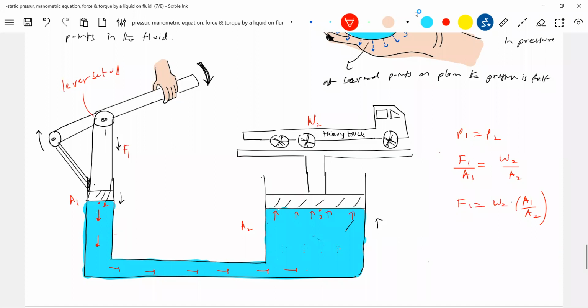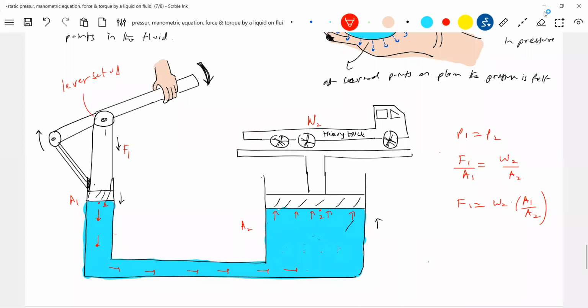There's a trick that I'm using here. So how much of F1? F1 should be very large? No, it is A1 by A2. I know the weight of the truck. Is it 10 kg, 100 kg, 10,000 kg, 2 ton, 3 ton, 4 ton? No. So what is the force required? It all depends on A1 by A2.